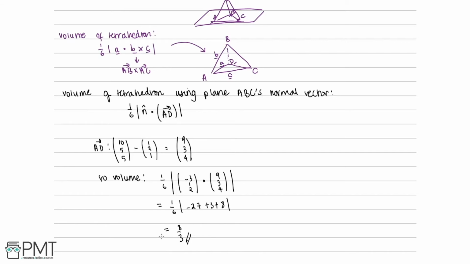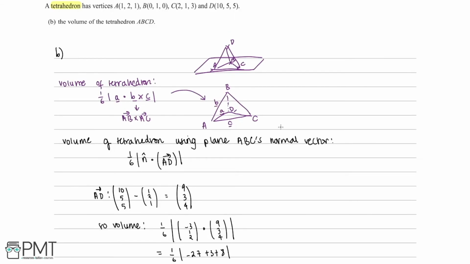Now that we've answered part B, let's find out where the marks are. You get 1 mark for stating the volume of a tetrahedron formula using our normal. You get another mark for actually using our formula, and you get your final accuracy mark for arriving at 8/3 units.